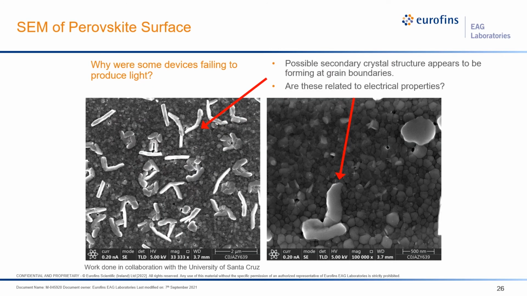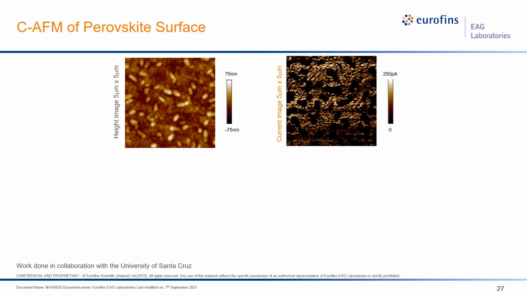These are images generated at EAG of the student samples. The elongated structures were unexpected and considered a possible culprit in the device failure. So she was interested in exploring their electrical properties, and we worked together to do TUNA experiments on her samples. On the top left is a 5 micron by 5 micron height image of a similar perovskite surface, and the elongated structures sitting on top of the surface are evident.